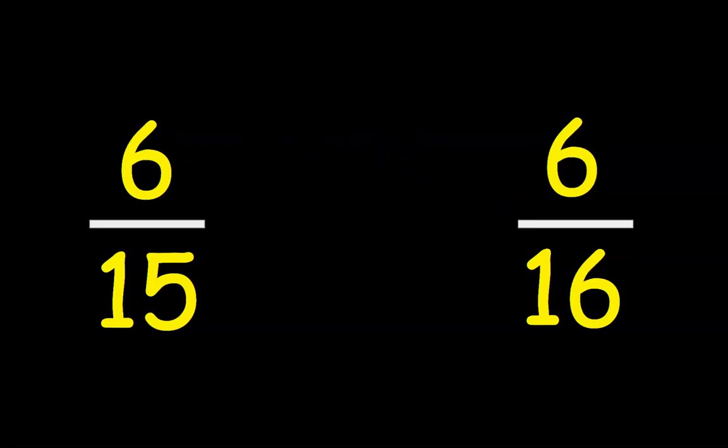6/15ths, 6/16ths. Pause and continue when you're ready. Now, how many slices have I eaten on the left? 6 from this pizza. How many slices did I eat from this pizza? 6. So I ate 6 slices from both of the pizzas. I need to find out where the slices were bigger. Well, this pizza was cut into 15 pieces. This was cut into 16 pieces. So the pieces are bigger here. So therefore, 6/15ths is bigger than 6/16ths.